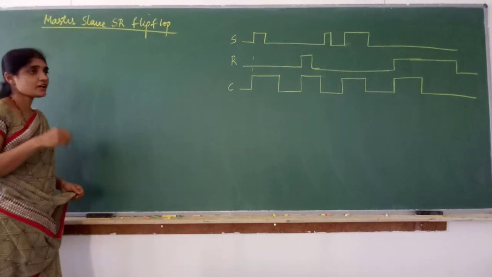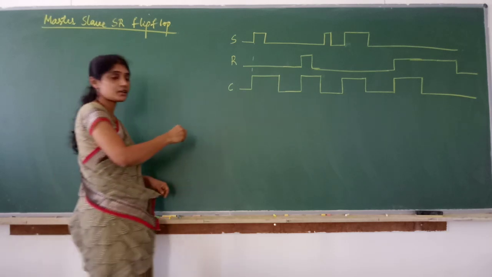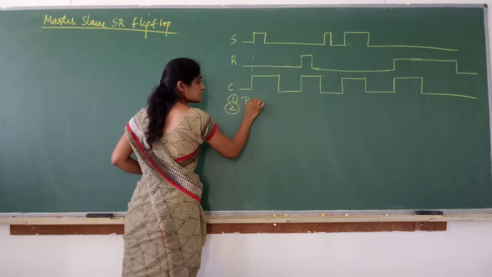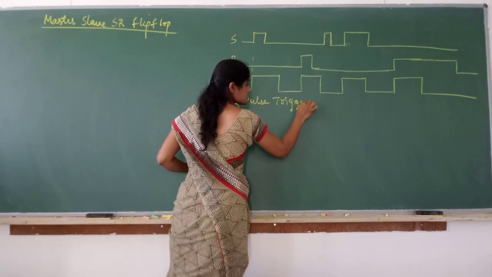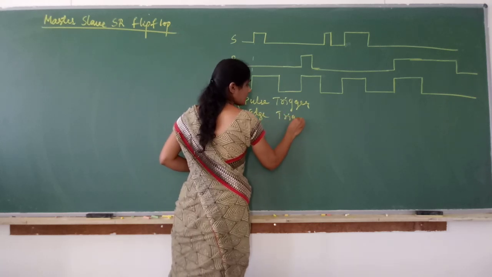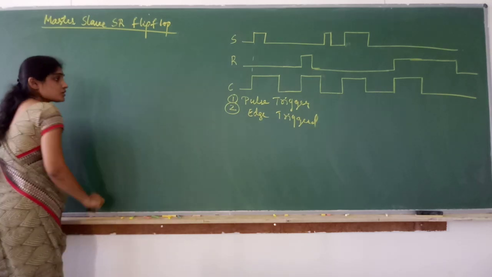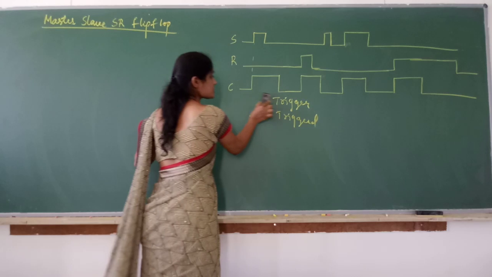See, in flip-flops we have 4 types, SR, JK, T and D, and all the flip-flops can be categorized again into 2 types. One is pulse triggered flip-flops and the other is edge triggered flip-flops. So what is the meaning of pulse triggered flip-flops and edge triggered flip-flops?